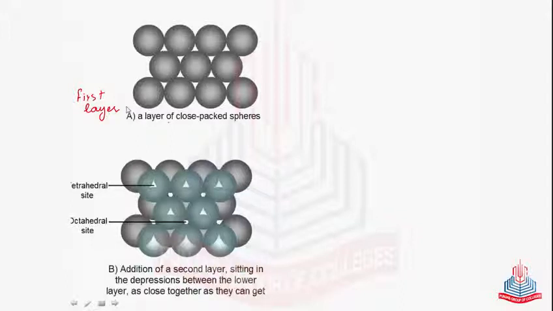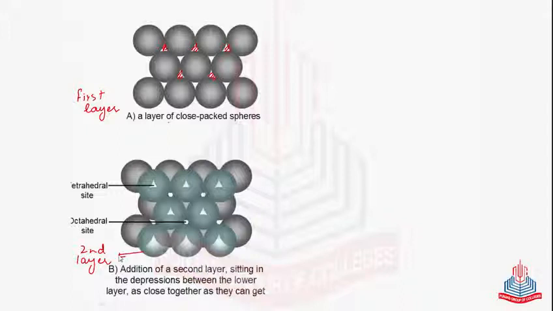Look at the figure A. These were the spaces, the depressions, the crevices in the layer A. इन depressions पे हमने एक second layer रख दी balls की. This is our second layer. Now what happens? जब हमने इन depressions पे अपनी second layer रखी, we have 2 types of depressions.